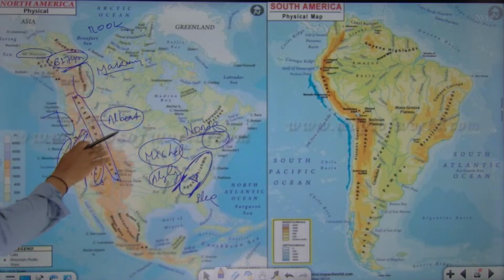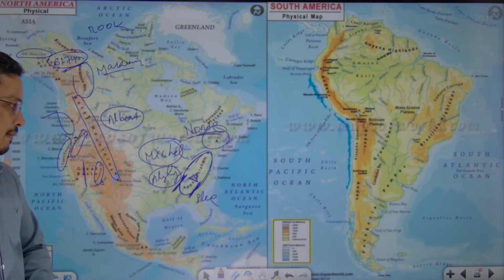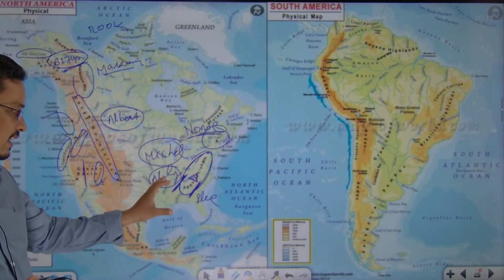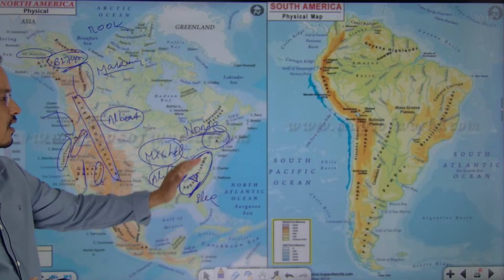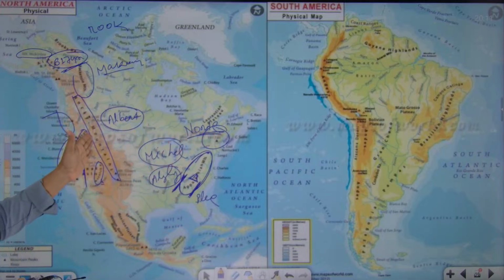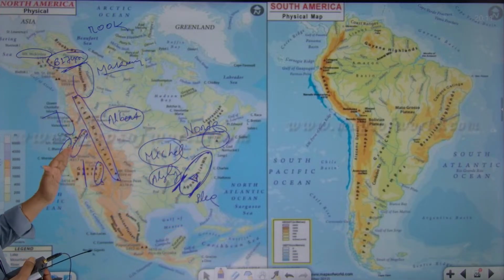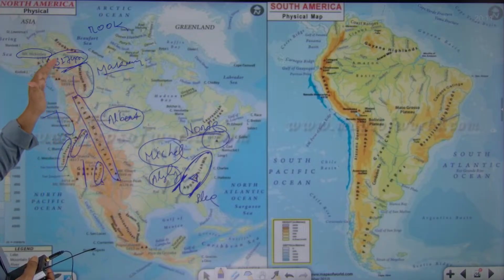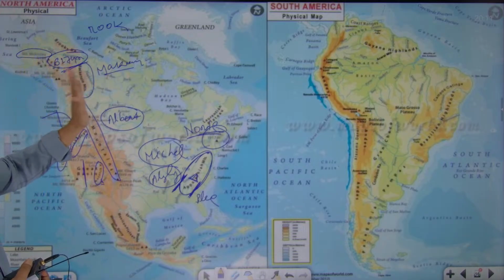So mountains of North America, I have done it. Appalachian is here, Allegheny is here, Blue Range is here, Notte Mount is here, Rockies is here, then Sierra Nevada, Cascade, Coast Range, Coast Mountains, Alaska Range, Brooks Range, Mackenzie Range.